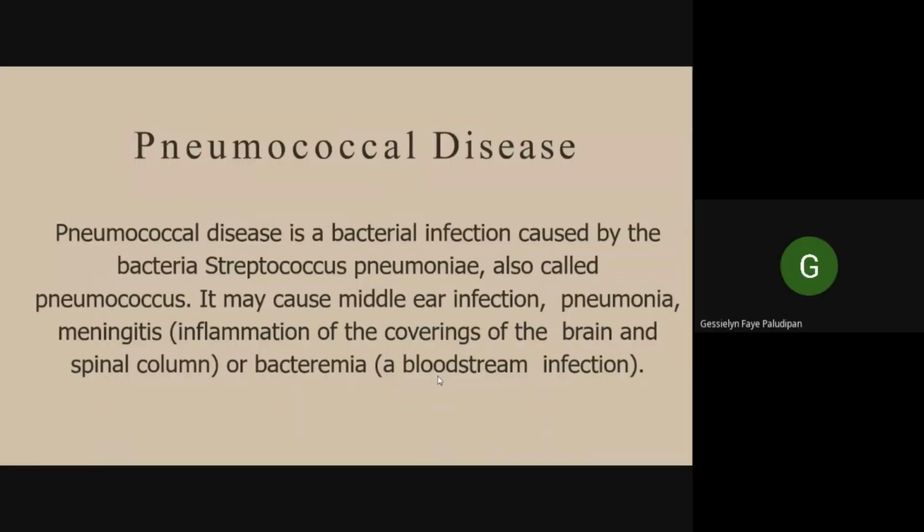So let's define first what is pneumococcal disease. In here, it includes pneumonia, meningitis, and bacteremia. So pneumococcal disease is a bacterial infection caused by the bacteria Streptococcus pneumoniae, also called the pneumococcus. It may cause middle ear infection, pneumonia or a serious lung disease, meningitis or the inflammation of the coverings of the brain and the spinal column, or the bacteremia or the bloodstream infection.